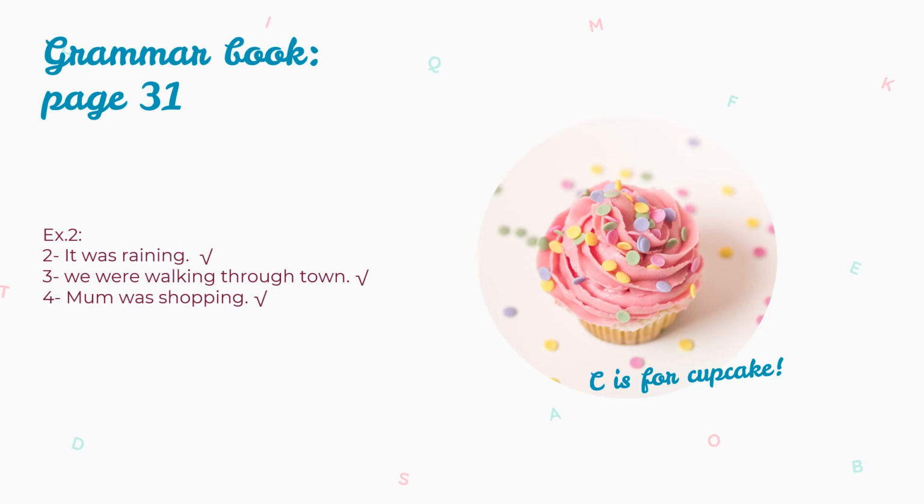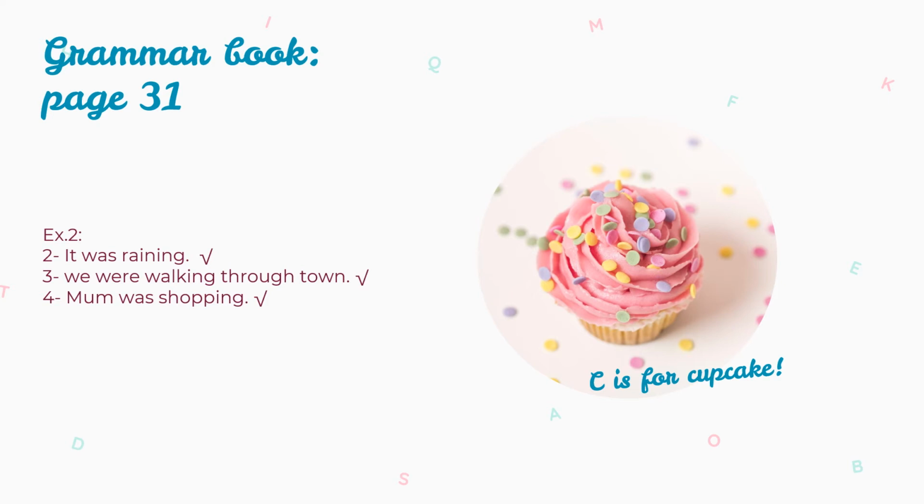Now let's move to exercise 2 in your grammar book, page 31. In this exercise, we have to read the sentences and tick the action that started first. As I told you, always the action that started first is the action which is in the past continuous. So let's take a look at the first example.